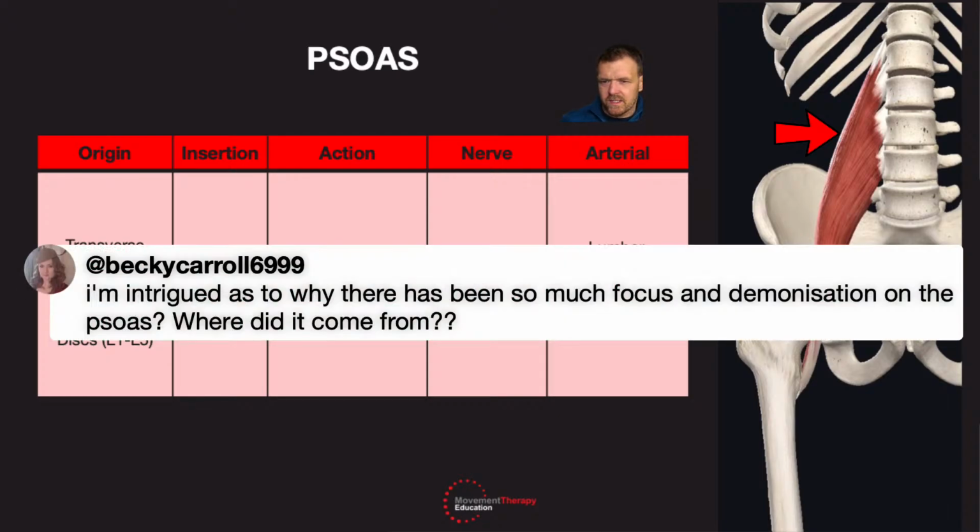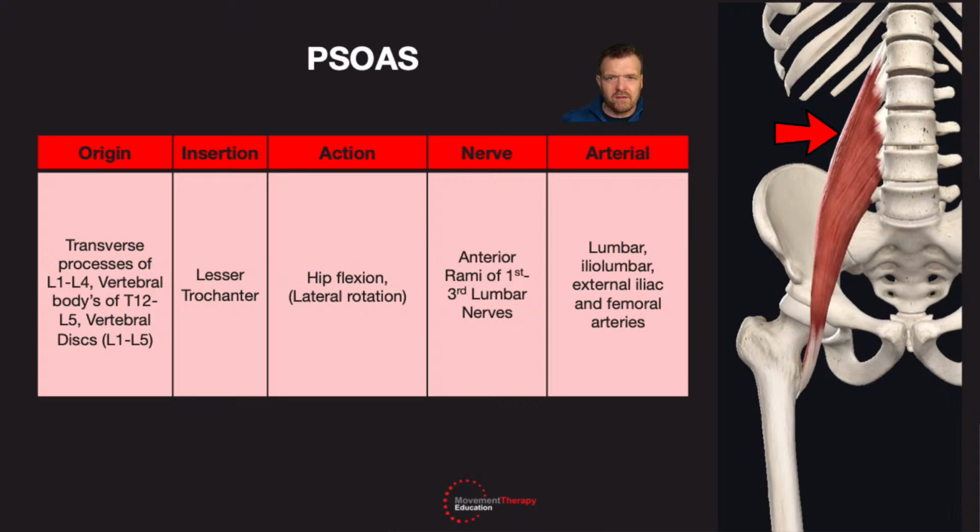Yeah, Jesus, there's been so much focus and demonization on the psoas, where did it come from? There was a book that was written that the psoas contained anguish and stuff like that. I think there was literally a book. I can't remember the title of the book, so somebody can Google it for me. But it was something to do with specifically the psoas muscle containing lots of emotion.